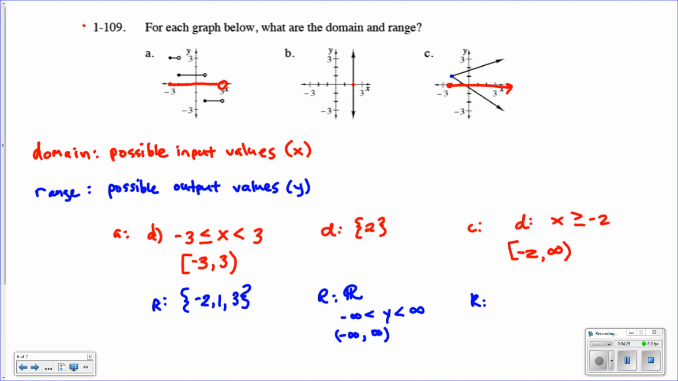Well, if it starts here and it's going down forever, and it starts here and it's going up forever, we're going to simply end up with all real numbers. That's the same thing as the problem before here. You have -infinity is less than y, which is less than +infinity. Or you could say -infinity, comma, +infinity, and then parentheses. That's problem 1-109.